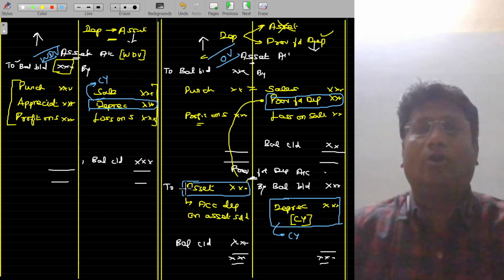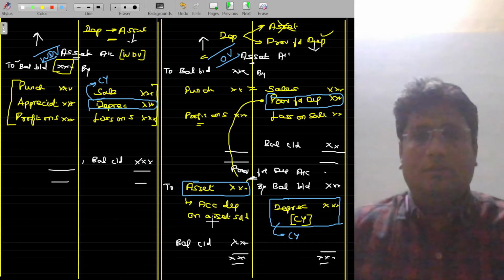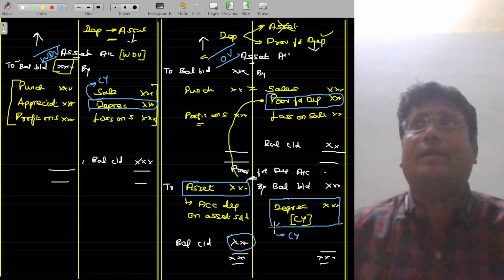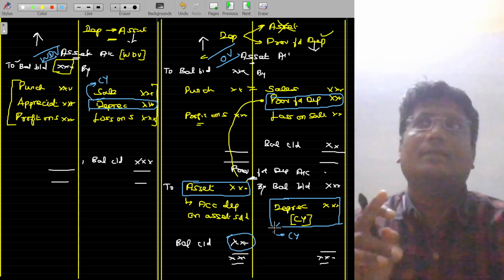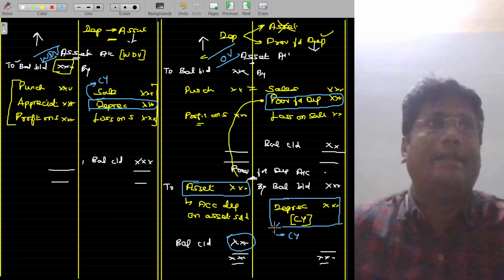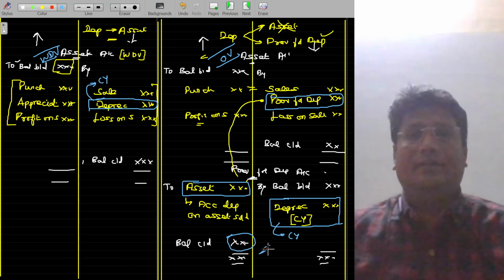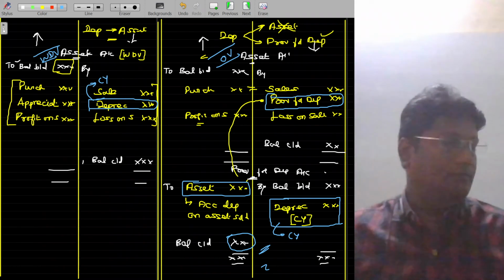These are the core points you have to keep in your mind. The balance of provision for depreciation is nothing but accumulated depreciation of all the assets existing as at that year end, since the date of purchase. Is that okay? Yes, make a note of it.